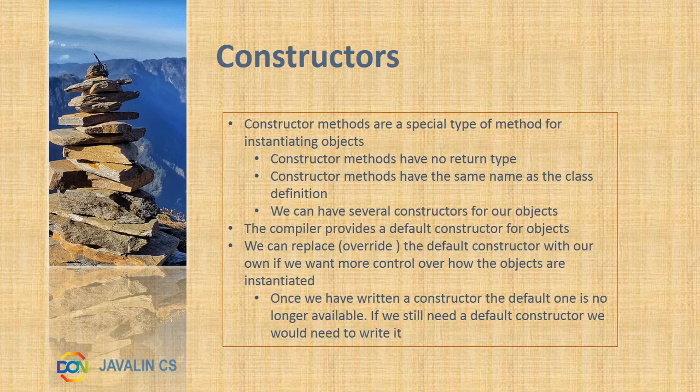the dice. The compiler provides a default constructor for our objects, which we can replace or override if we want more control over how our objects are instantiated. However, once we have written a constructor, the default one is no longer available, and if we still need a default constructor for some reason, then we would need to write it ourselves. So that's our summary of constructors.